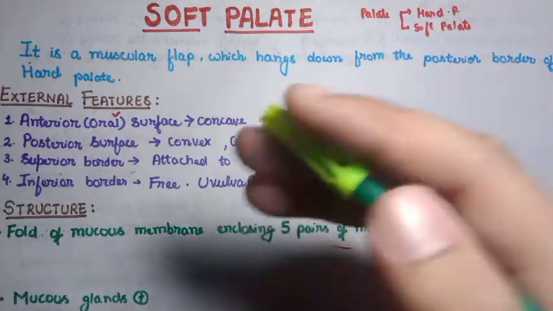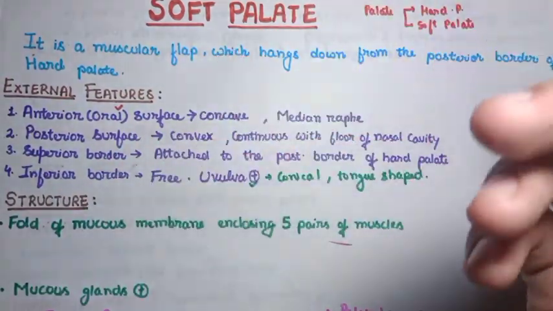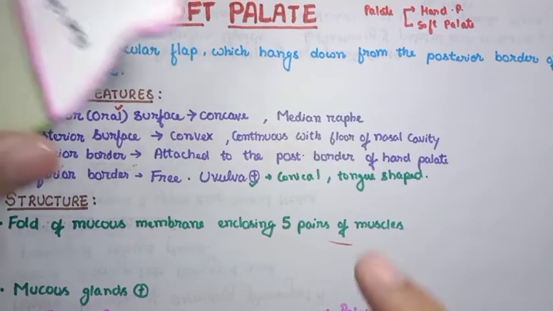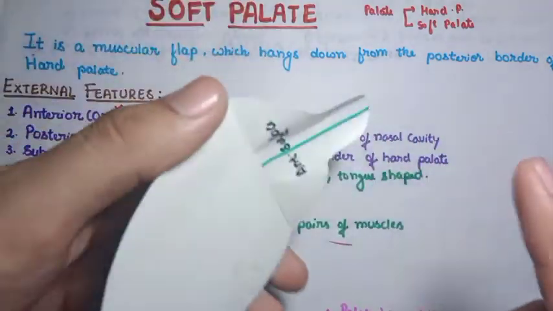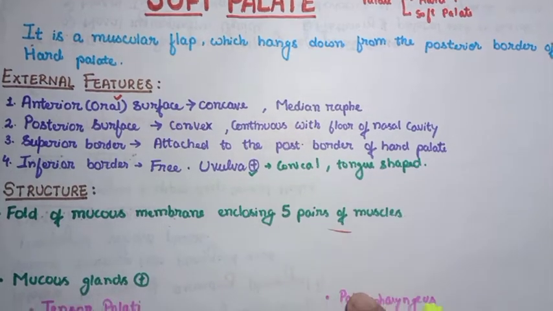Now let's talk about the structural composition of this soft palate. As you all know, it is a muscular structure, so it is made up of muscles as well as some fibers. It is a fold of mucous membrane. The soft palate is covered by a mucous membrane which is lined by a specific epithelium. So it is a fold of mucous membrane in which 5 pairs of muscles are present.